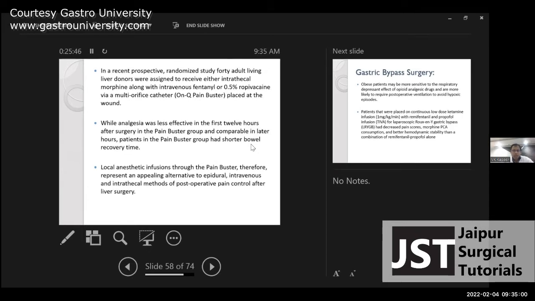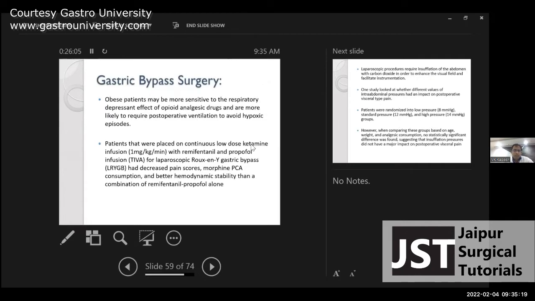While analgesia was less effective in the first 12 hours with the pain buster group compared with later hours, patients in the pain buster group had shorter bowel recovery time. Local anesthetic infusions through pain buster represent an alternative to epidural, intravenous, and intrathecal methods of post-operative pain control after liver surgery. Then comes the gastric bypass surgery.